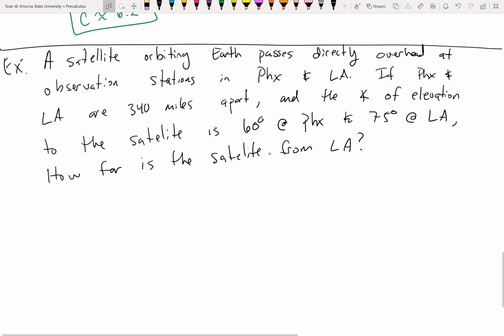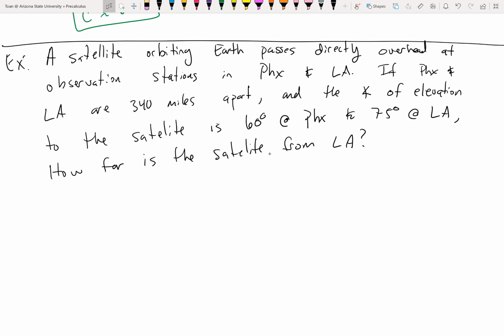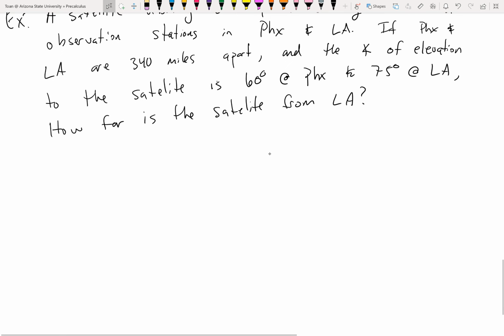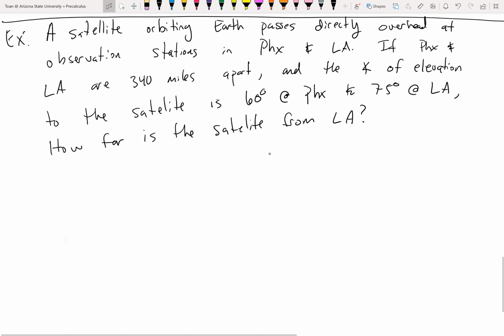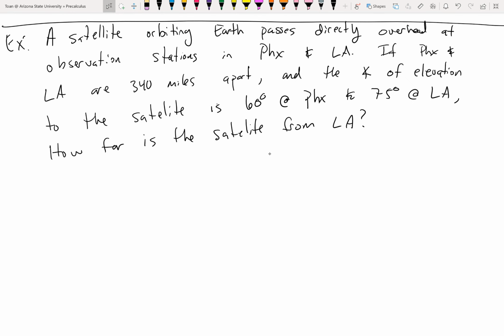Well, anytime it involves word problems and I have no clue what to do, I try to see if I can draw it out, because sometimes the picture makes things easy. And again, you don't have to be an artist, use dots and lines. So I have Phoenix and LA. So here's LA, and here's Phoenix, right? LA is to the west of Phoenix. And I have a satellite, and it says it's somewhere above them. So here's the satellite.